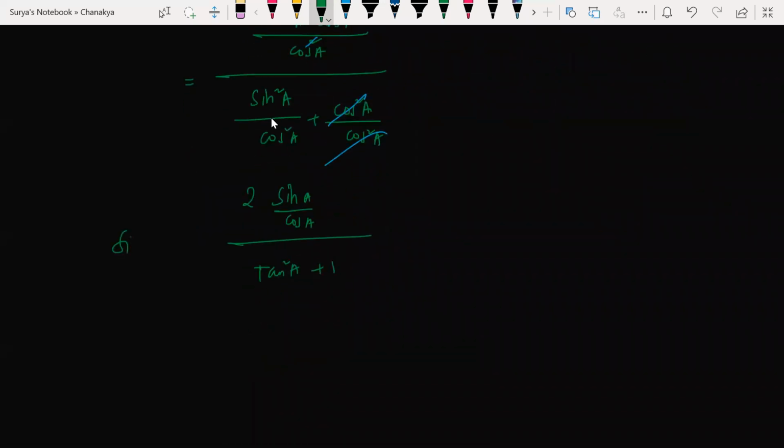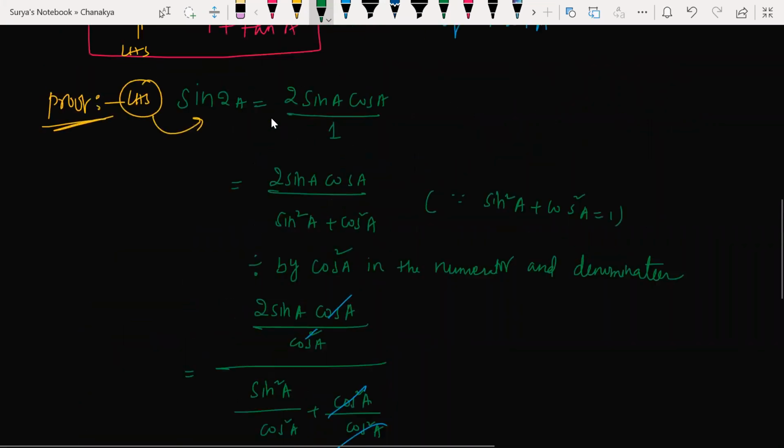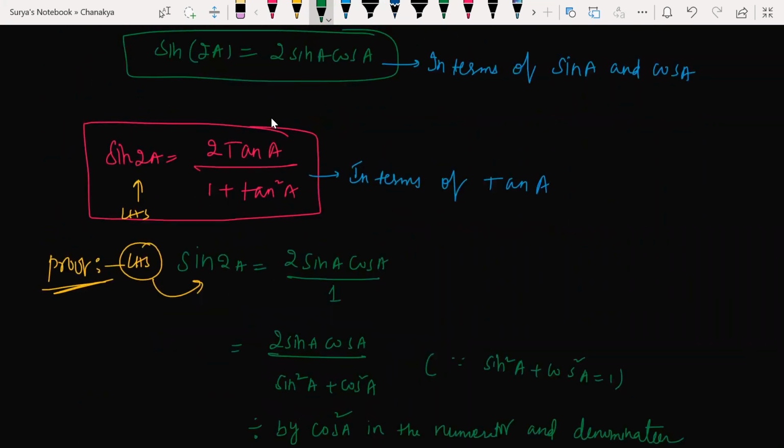So what was the answer? Sin 2A is equal to 2 times tan A by 1 plus tan square A. This will be my result. Hence proved. From LHS I got RHS. All right, beta. Proof is not important at all, but for satisfaction purposes, I'm teaching you this.